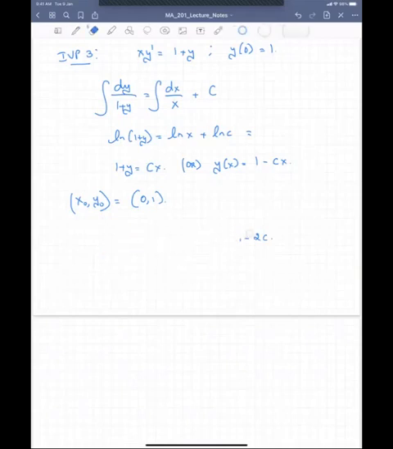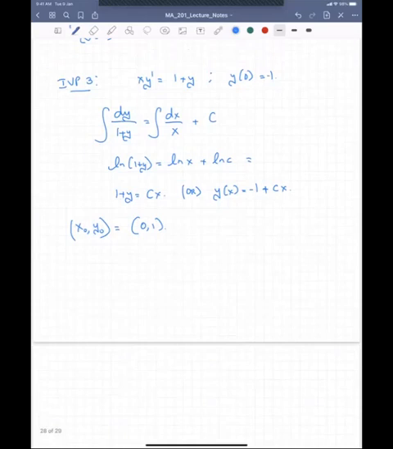Sir, but wouldn't this be equal to minus 1 for any c? Because 1 plus c y equals cx, cx minus 1. You mean this way? How? Okay, I'll change the value.